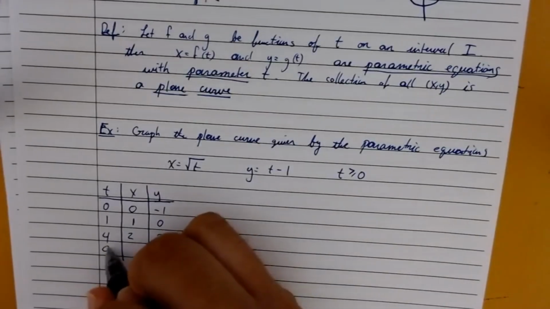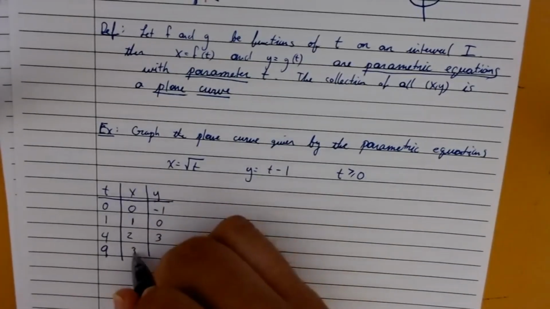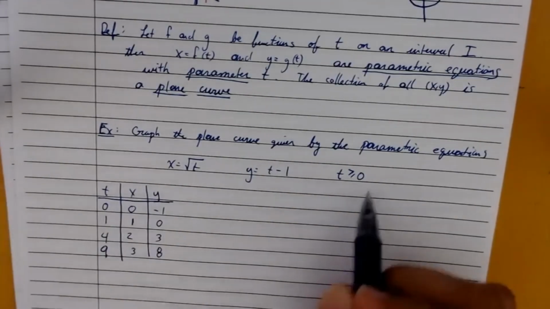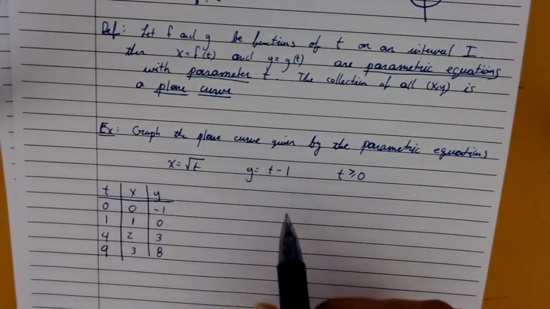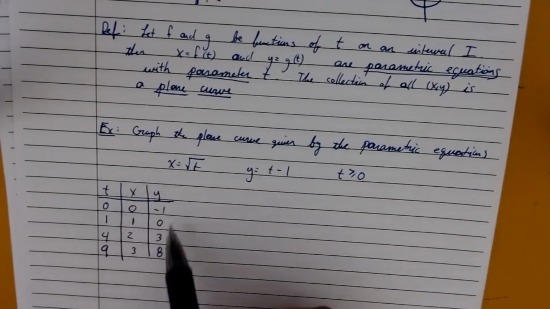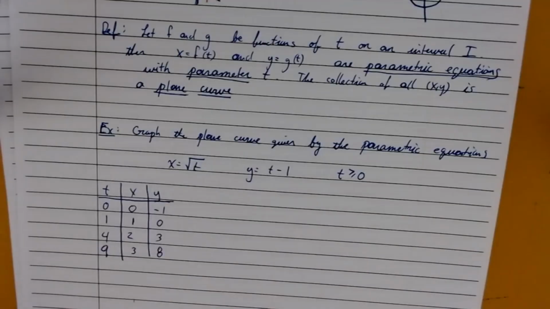And then I'll do one more. I'll say t is equal to 9. Okay, the square root of 9 is 3. And then 9 minus 1 is 8. Now here, t can be any number greater than 0, so of course this would keep going. But here, just like any other graph, like if you were graphing a line or a parabola, you wouldn't keep going. You'd have just enough points to start to see your pattern and then graph that. All right, so here we go.